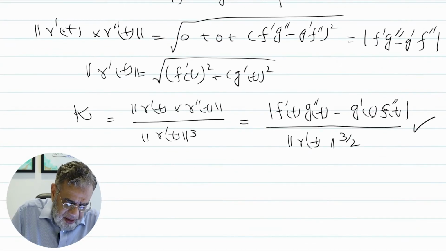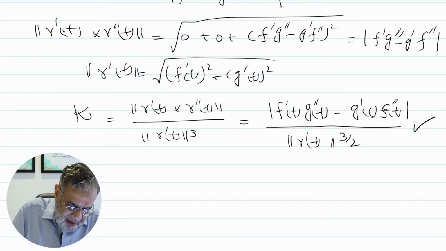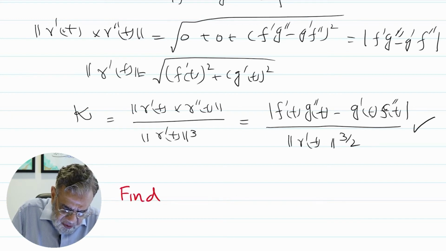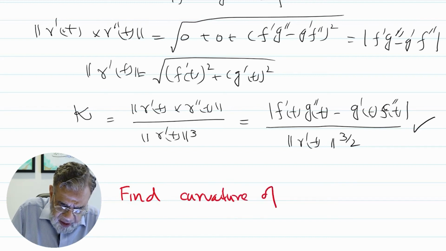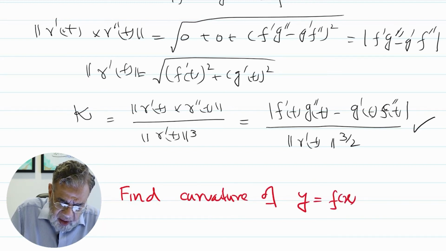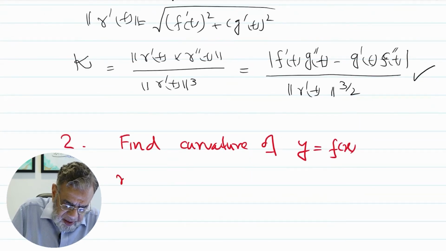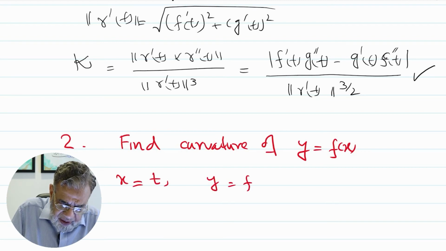Now I take the second case. My second case is that we have the function given to me. Find the curvature of this function. Find the curvature of the equation y equal to f of x. Now I just write it as a parametric equation. We take x equal to t and my y is equal to f of t.